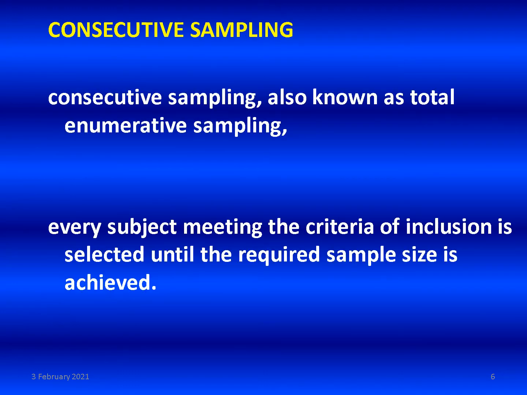Consecutive sampling is also known as enumerative sampling or total enumerative sampling. Every subject meeting the criteria of inclusion is selected until the required sample size is achieved.